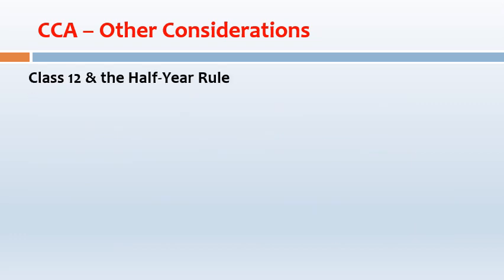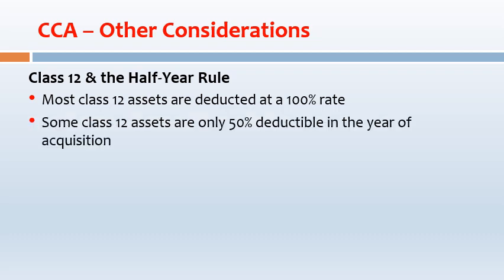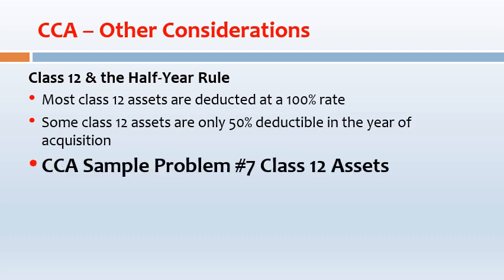As alluded to earlier, Class 12 assets are kind of weird. There's a bunch of different types of assets that fall into the classification or the pool, and unfortunately for us, they're treated a little bit differently. So the majority of Class 12 assets are pretty easy to deal with because they're deducted at this 100% rate. Basically, whatever you pay for those assets in the year effectively gets written off or deducted in full. However, unfortunately, some Class 12 assets are only 50% deductible in the year of acquisition. Because this is kind of weird and annoying, I made an entire separate video about Class 12 and what we call the half-year rule. So go ahead and check that one out.